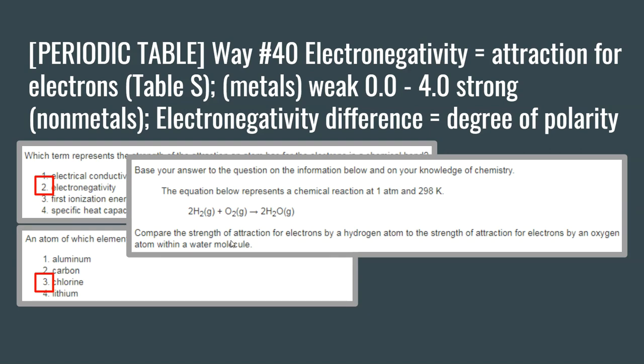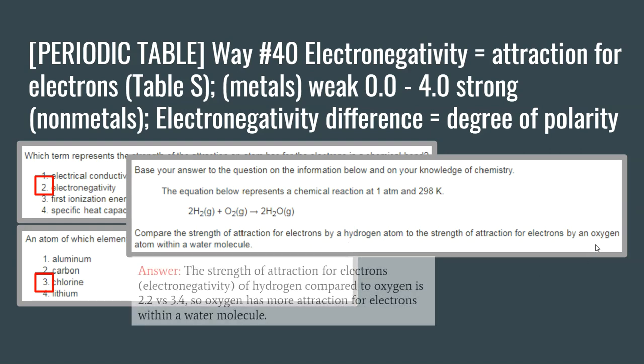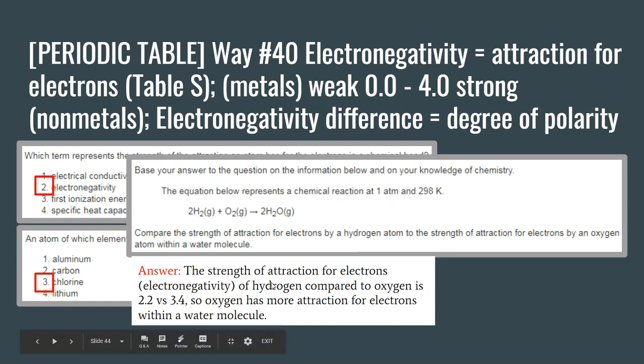When you think strength of attraction for electrons, you should think electronegativity. So essentially, it's just asking you to compare the electronegativity values of hydrogen with oxygen. When you do that, you'll find that the electronegativity of hydrogen compared to oxygen is 2.2 compared to 3.4. So oxygen has more attraction for electrons within a water molecule.